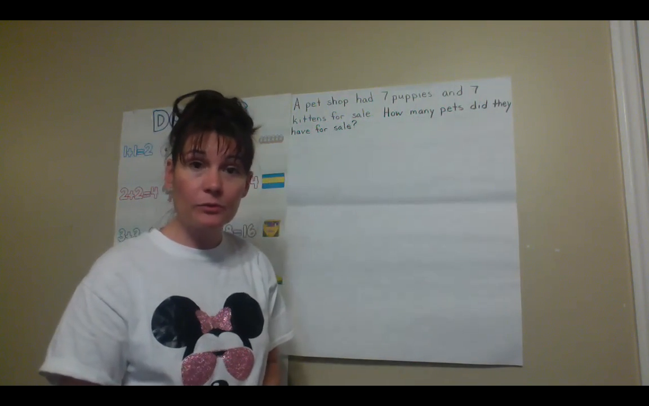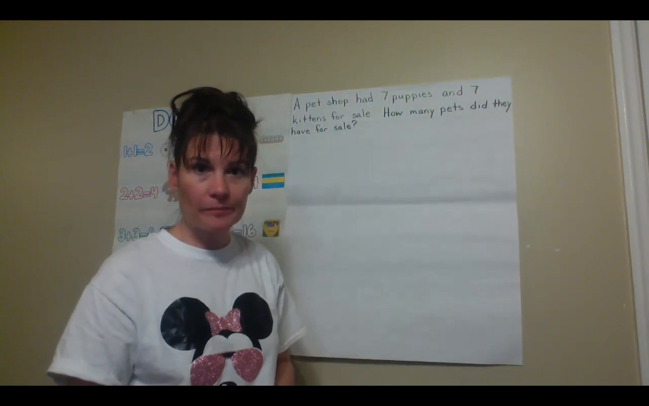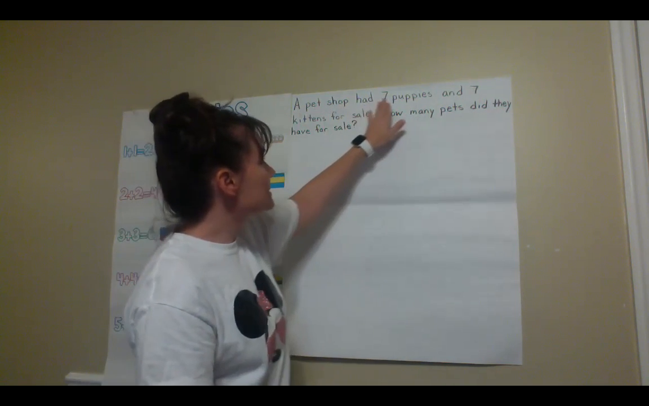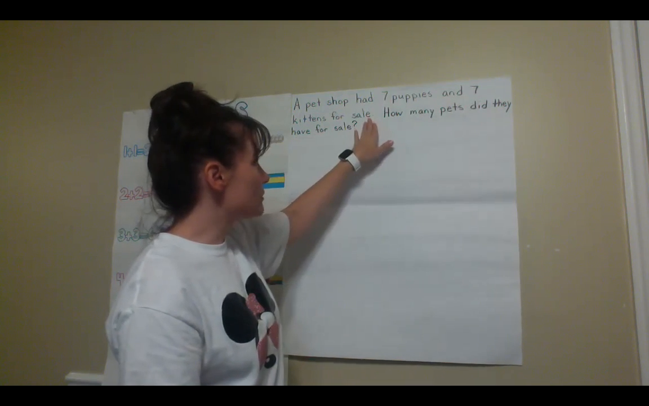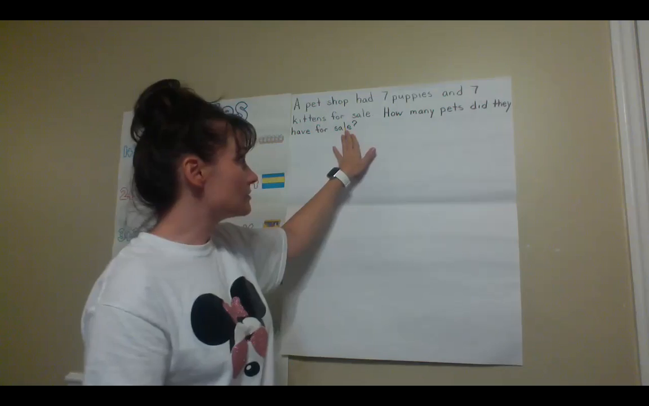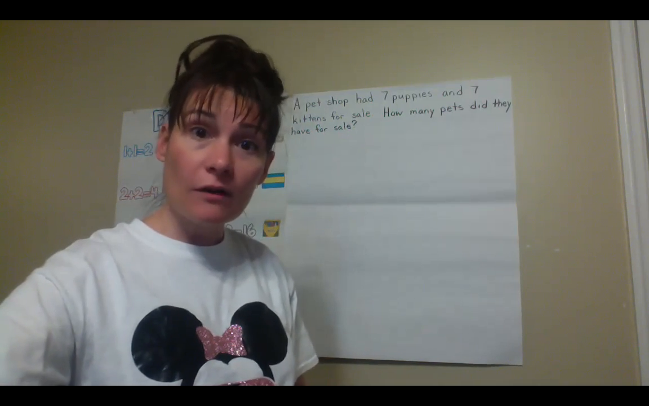Let's think that one through. Remember, when we have a story problem, we always want to make sense of the problem. So let's listen one more time. A pet shop had 7 puppies and 7 kittens for sale. How many pets did they have for sale? Let's think about what we would need to do to solve that problem.